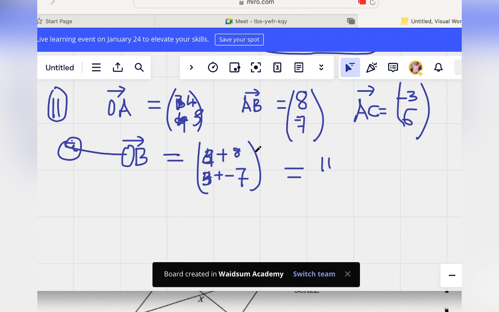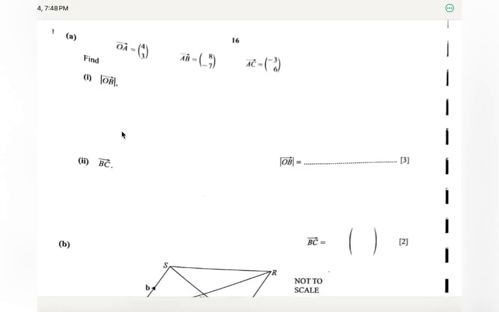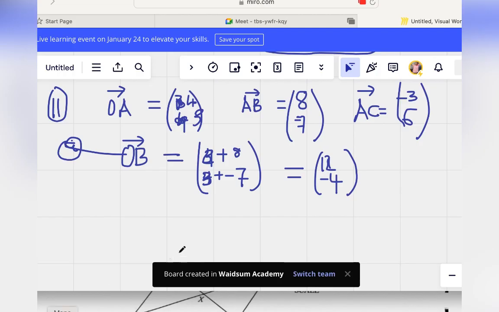So 4 plus 8 will give you 12, and 3 plus minus 7 will give you negative 4, right? This is the vector OB. But the question did not say find OB. The question said find the magnitude of vector OB. Look at it. You see these two vertical lines?